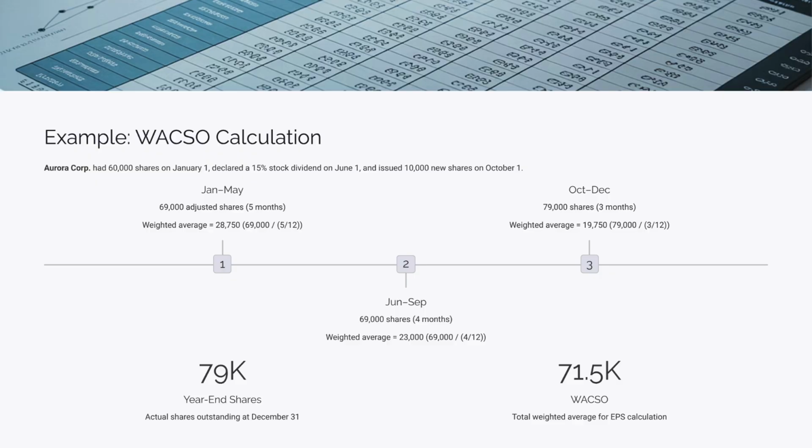When we weight each period, we get a total of about 71,500 shares. So even though Aurora ended the year with 79,000 shares, the weighted average for EPS purposes is lower because those extra shares weren't outstanding all year. Great. We now have both key inputs, earnings available to common shareholders and WACSO. Time to put them together.